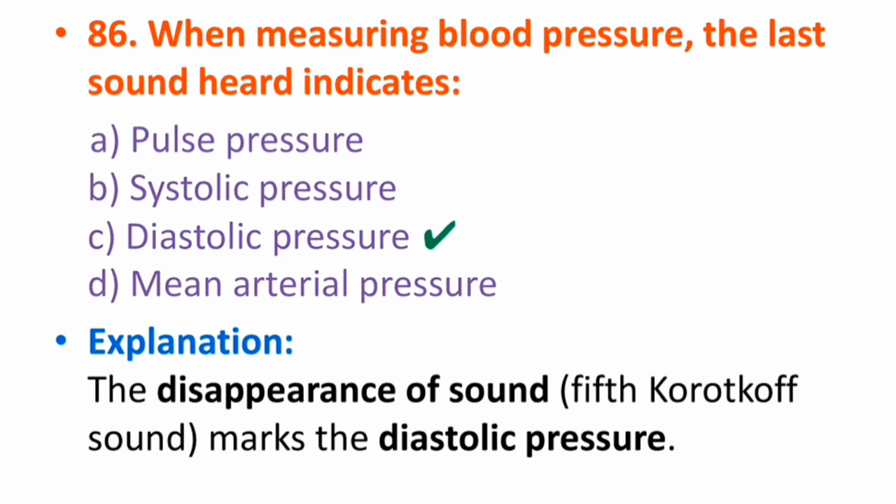When measuring blood pressure, the last sound heard indicates option A, pulse pressure. Option B, systolic pressure. Option C, diastolic pressure. Option D, mean arterial pressure. The correct answer is option C, diastolic pressure. The disappearance of sound, the fifth Korotkoff sound, marks the diastolic pressure.